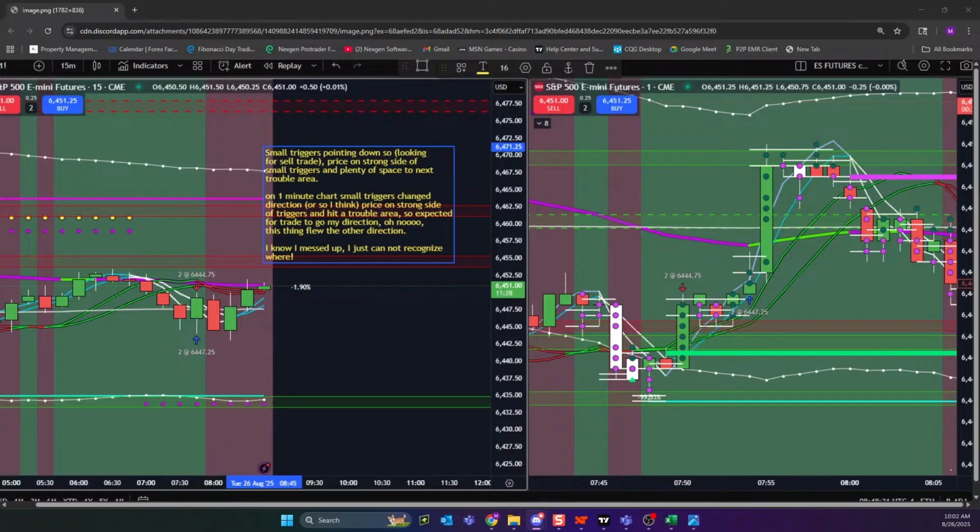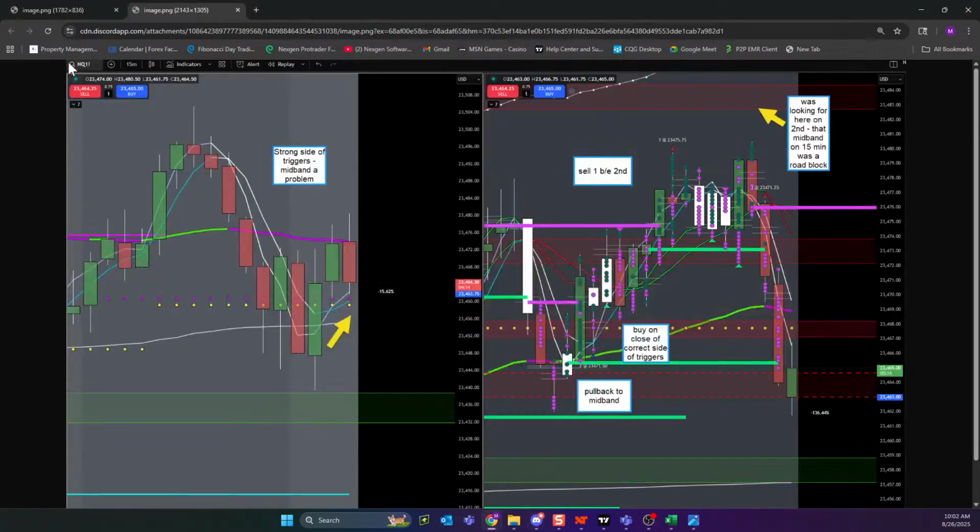I'm going to scroll up to the next one. Miss Jen, let's see what you did. Strong side of triggers. Mid-band is a problem. Market pulls back. You close on the correct side of the small triggers. You have room to trouble, and trouble doesn't produce any trouble.